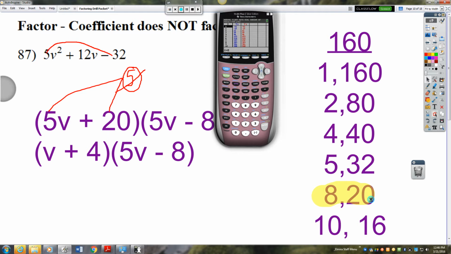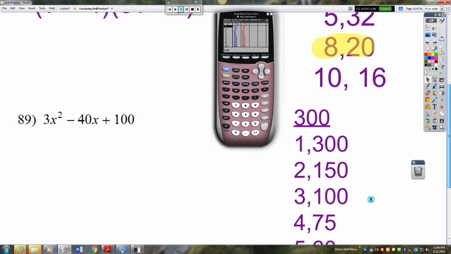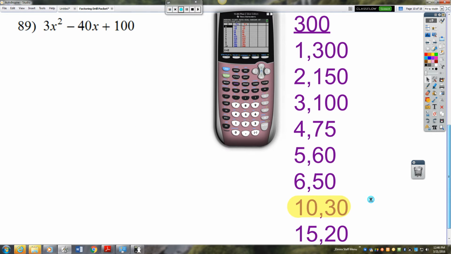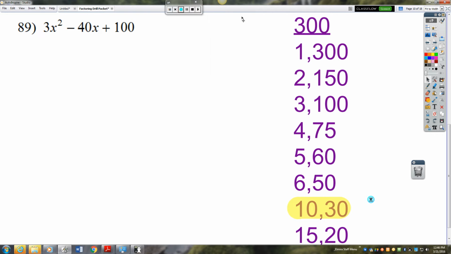So let's practice that one more time with another problem down here. Here again, I cannot factor out 3 from 40 or 100. So I multiplied 3 times 100, which is 300. Then I used my calculator hack, 300 divided by x, to get all of my factors. And I want the ones that add to 40. So this is the set of factors that works.